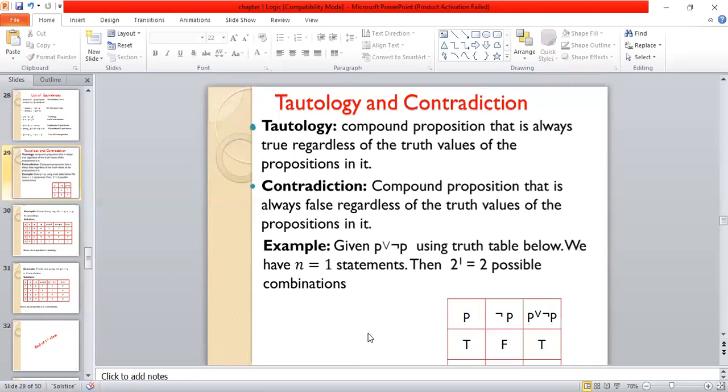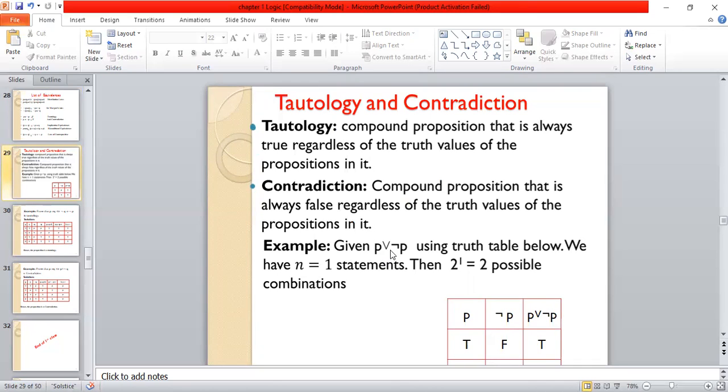The other good concept in this chapter is tautology and contradiction. A given compound proposition is said to be a tautology if its truth value becomes true regardless of the truth values of the component propositions. And the compound proposition is said to be a contradiction if its truth value is always false regardless of the truth values of the component propositions.